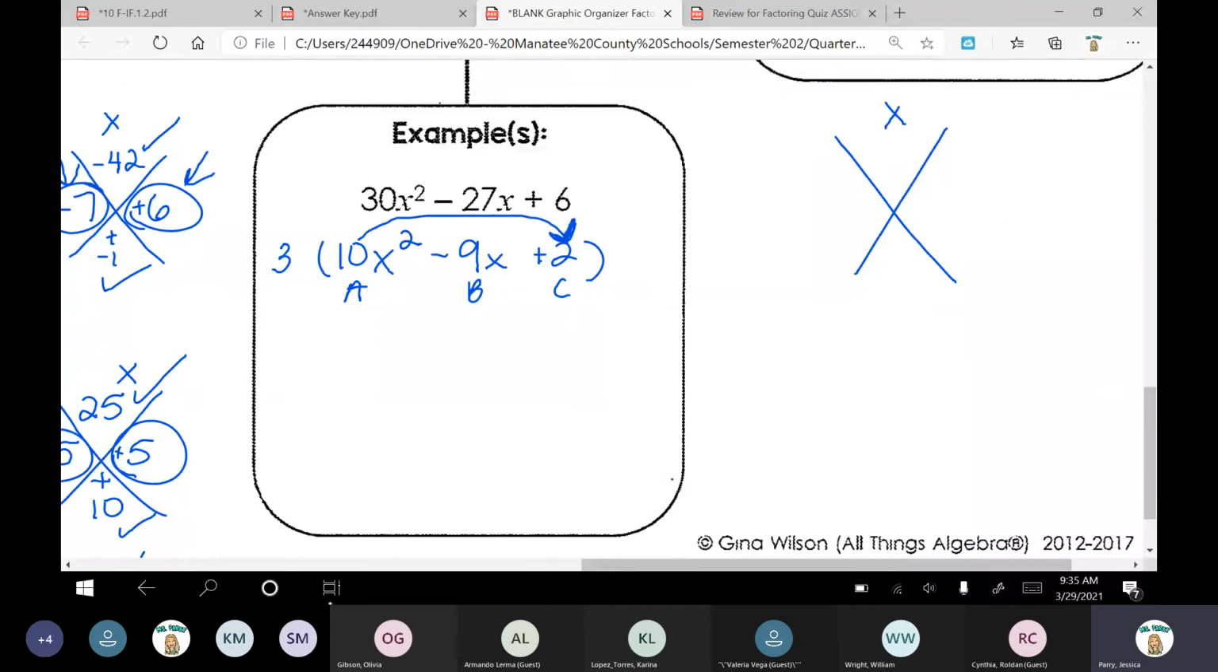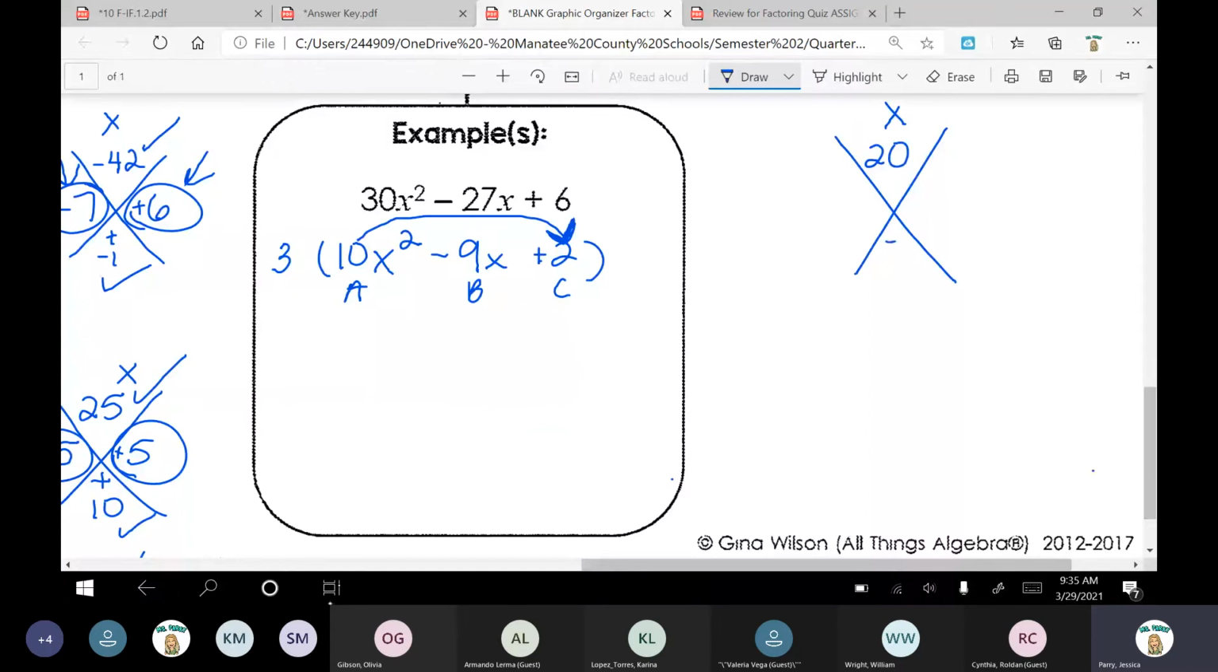What is A times C? Go ahead and tell me. And be careful with your signs. Tell me if it's a positive or a negative. What is A times C? Positive 20, perfect, because it's 10 times positive 2, so that's a positive 20. So we need to see what multiplies to 20, a positive 20, and then what adds to B.